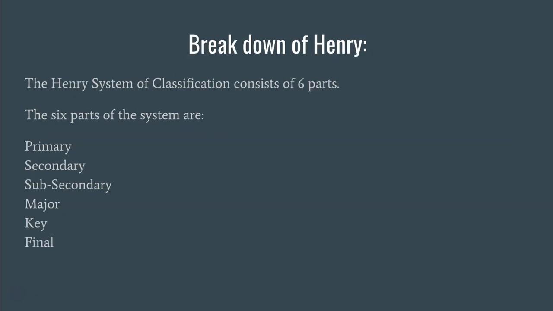Now, a Henry classification, the system itself, categorizes prints using six parts. And these parts are important for you to know. The six parts of the system are the primary, the secondary, the subsecondary, the major, the key, and the final. And over the course of the next few videos, we're going to go through each of these and teach you how to do each of these six parts.